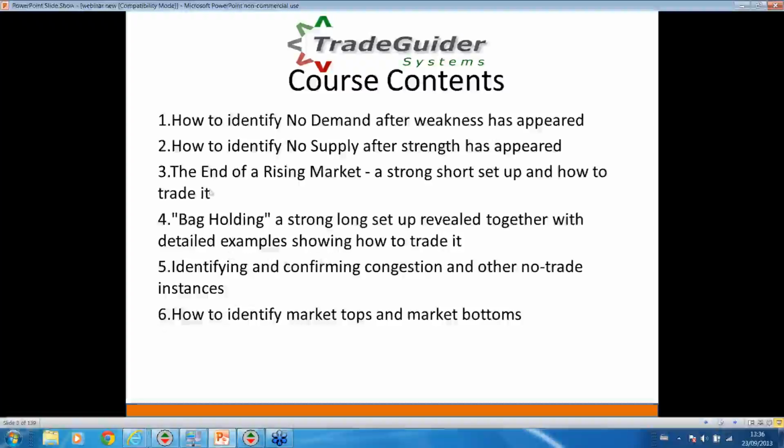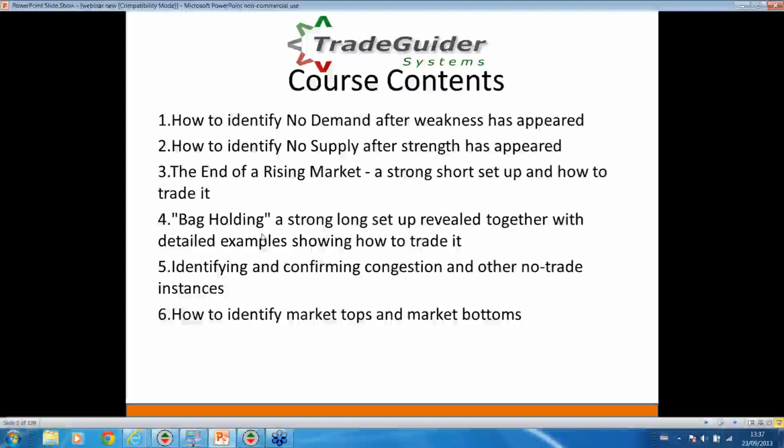Now, we're also going to talk about Tom Williams and my favourite signal to go long. It's called bag holding. It's a very strong setup to go long. You don't see this very, very often, but when you do, you can start to get excited because you're going to make some money on this signal. I'd be very surprised. You'd have to be a very poor trader not to be able to be successful trading that indicator.